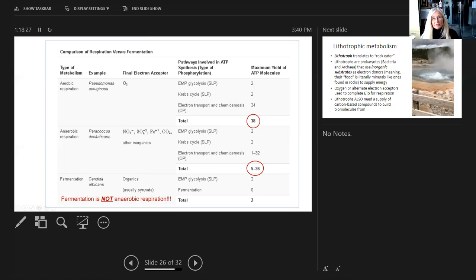An anaerobic bacterium using one of these alternatives, you can get anywhere from 5 to 36 molecules of ATP. So again, not as efficient as if you were using oxygen as a final electron acceptor, just because they are not as needy for electrons as oxygen is. And then fermentation, all you get is the little bit of ATP that's produced during that first glycolysis phase. So it's a completion, but it's not very energetically efficient.